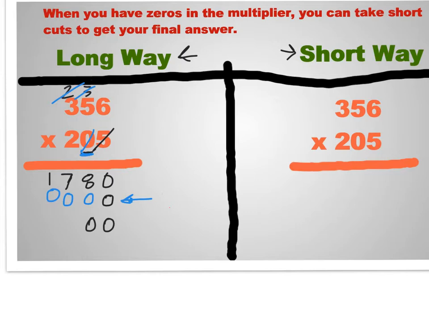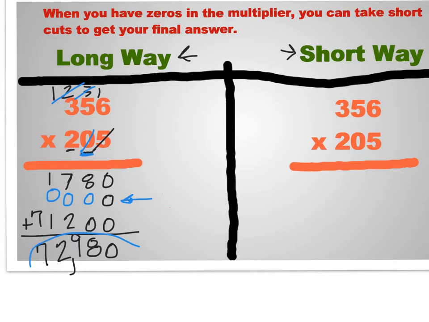Now I'm going to multiply by the hundreds, which is 6 times 2 is 12, times 5 is 10, plus 1 is 11, and times 3 is 6, plus 1 is 7. Add them all together, and we get 0, 8, 9, 2, 7. So I have 72,980. Okay?